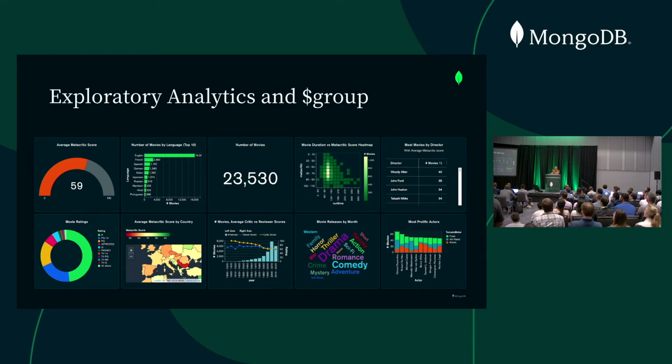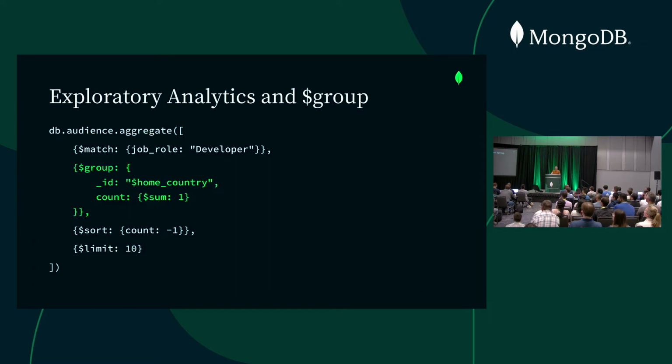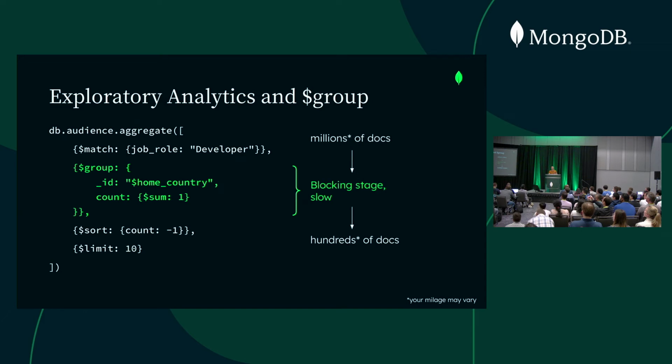So here I have just a selection of charts that Atlas Charts can create. They all look very unique and distinct from one another, but they all have one thing in common: they all have a $group stage in the aggregation pipeline that creates the chart data. So here I have this pipeline again with the group stage highlighted. And the thing about this group stage is that it acts as a kind of dimensionality reduction. We're going from potentially millions of documents in the original collection down to often only hundreds of documents.